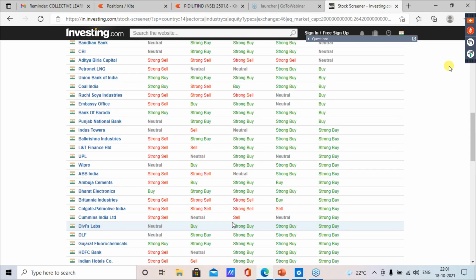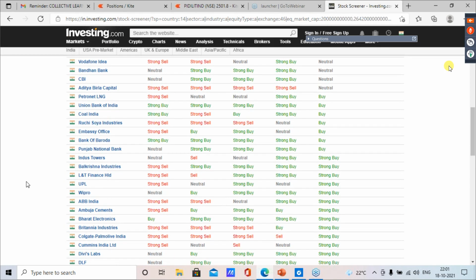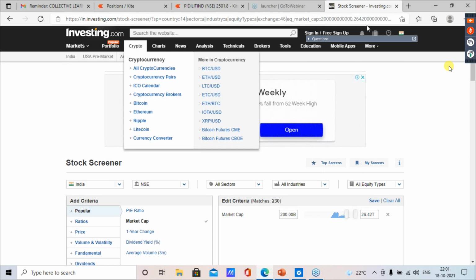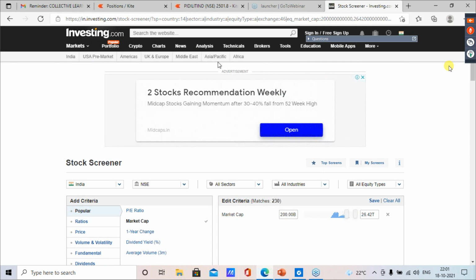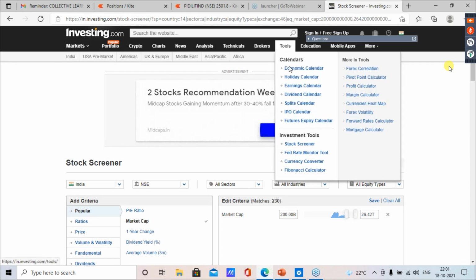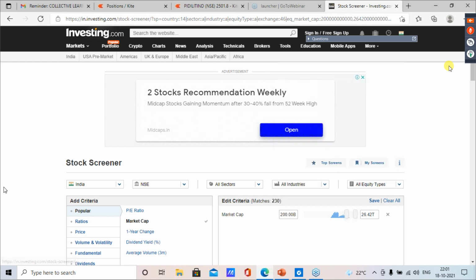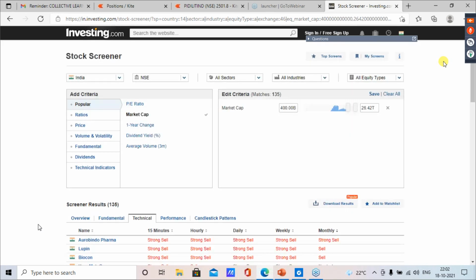Okay. So I want you guys to do the homework for today using this technical screener. I'll just repeat how to approach this. You just type investing.com in Google. Once you come here, change the country code to India. Then click on tools and select stock screener. Once you come to this stock screener, select NSE. Then click on market cap. Enter 400 billion to get quality stocks. And if you want to trade more, then you can reduce it to 200 billion. Okay.